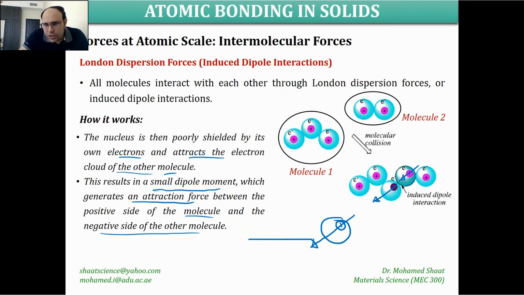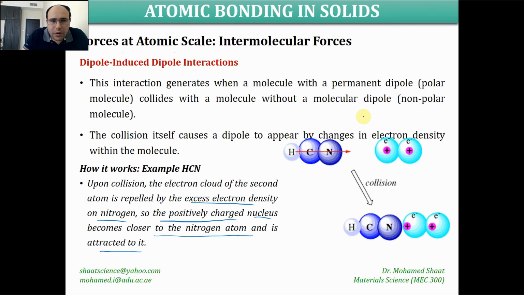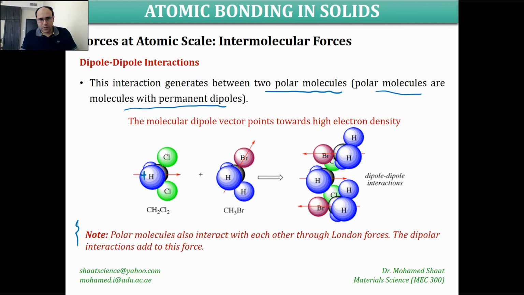The condition for this to happen is that you should have a negative side facing a positive side of the other molecule, right? But how about this case? We said that we have two molecules. One is polar, the second one also is polar. This has positive and negative, positive and negative. If the positive comes close to the negative, they can attract each other through dipole-dipole interaction.